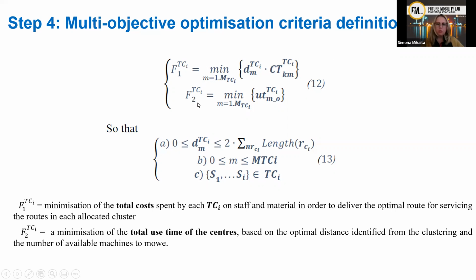The second function, F2, is about that utility time that we have previously obtained. It's the same thing: what is the minimum number of machines that we need to utilize in order to reduce the utility time of a center. And this has been calculated with the previous formula that you have seen.